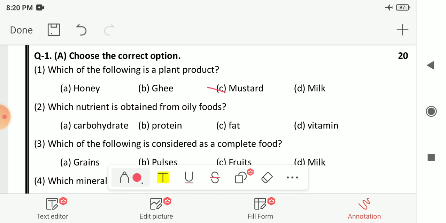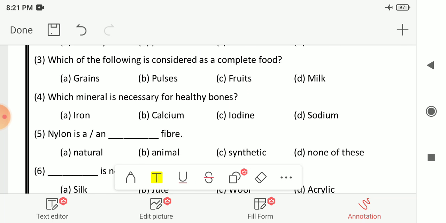Next, second number, which nutrient is obtained from oily foods? The options are carbohydrate, protein, fat or vitamin. So here your answer is option C, fat. Fat is obtained from oily foods.